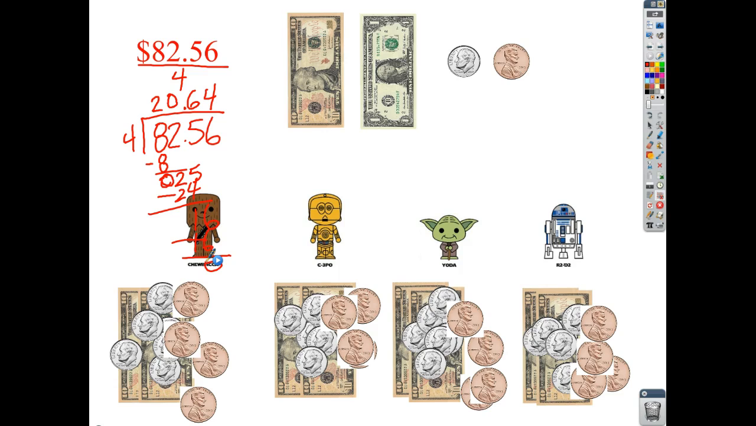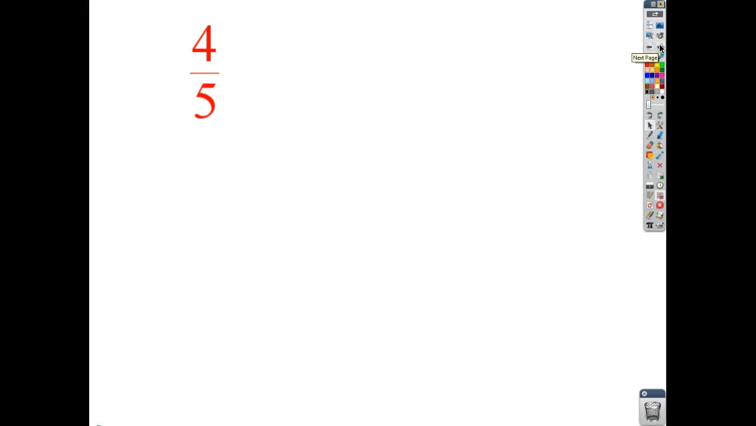And now I look and I say, okay, each of them should have $20.64, 20.64, 20.64, and 20.64, and everybody is happy. All right. Moving on, here's an example of a fraction.